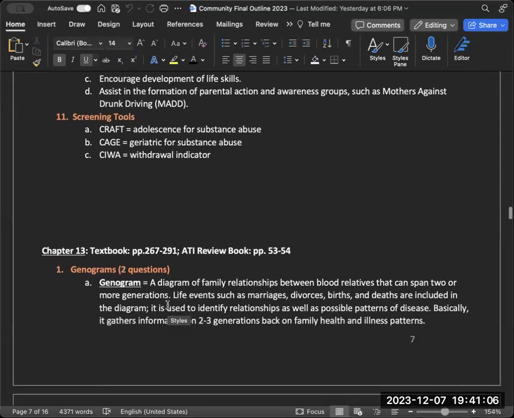Now, this I just added, it's not a part of the exam, this one on screening tools, but I just wanted to include them since she said screening tools were the first step in assessing for substance abuse users. So I included the CRAFT, which is for adolescents who experience substance use, CAGE, which is for a geriatric population, and the SIWA, which is a withdrawal indicator, which we mentioned when we were talking about indications of withdrawal.